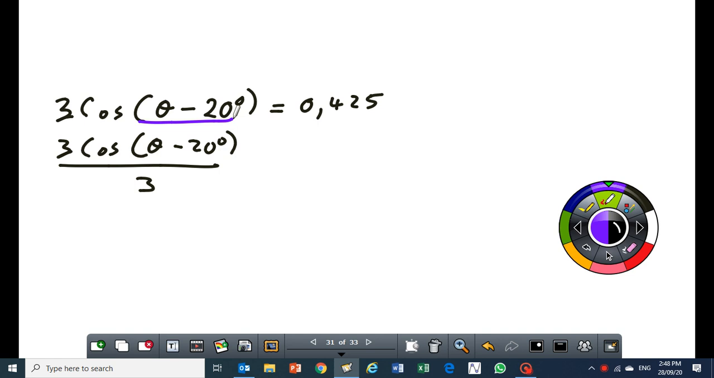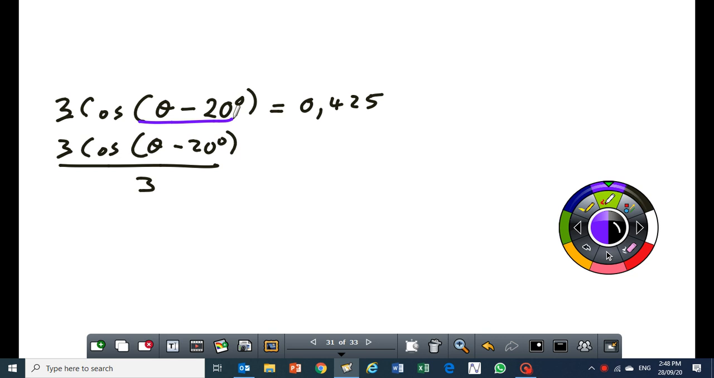20 degrees. It's one angle. Okay? The only thing is that we don't know what the value of theta is, because that's the one we want to calculate. So you don't touch any part of this. Okay? And be aware that this is one angle. Okay? So you divide both sides by 3.